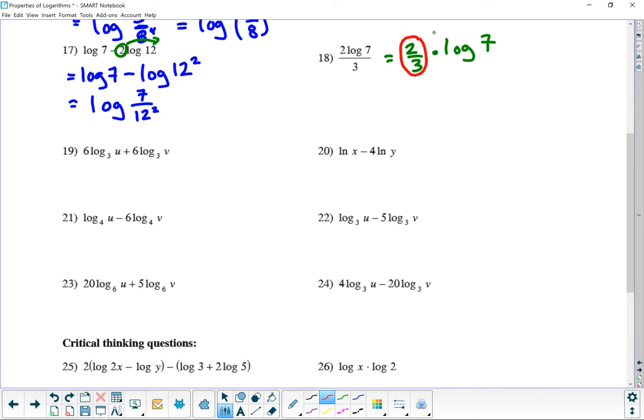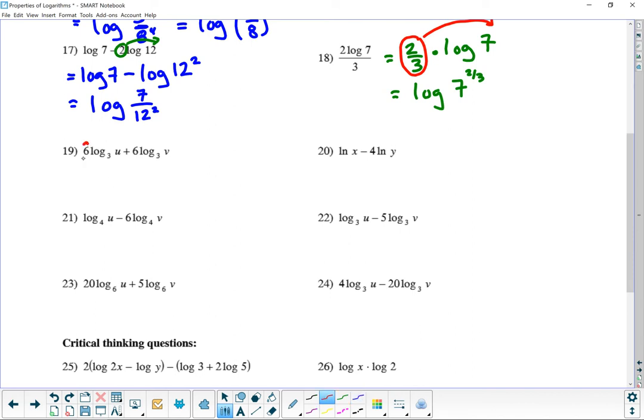So if you have a coefficient in the front multiplying a log, you can take that coefficient and bring it to the back of the argument and put it as an exponent. So final answer, log 7 to the 2/3 power. Okay, and if you want parentheses, you can. I just think it's going to be a little cluttery and a little messy that way. Okay, 19.